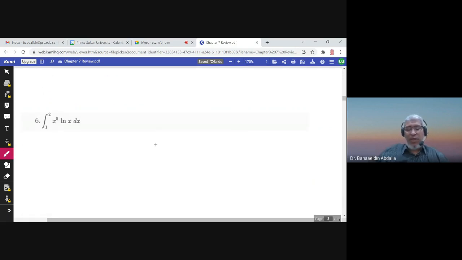Here x times ln, so we use integration by parts. I take u equals ln x, and dv is x to the power 5 dx. So du is 1 over x dx, and v is the integral of x to the power 5, which is x to the power 6 over 6.